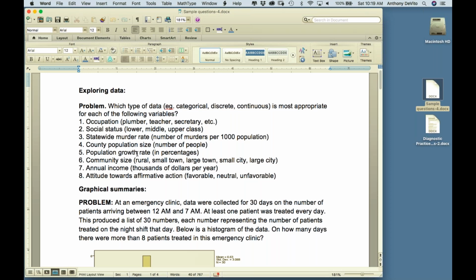Okay, if we want anything that's numerical, for instance, if we looked at community size and I gave you the population of one community is 2,000, another one's 3,500, that would be a numerical variable, right?